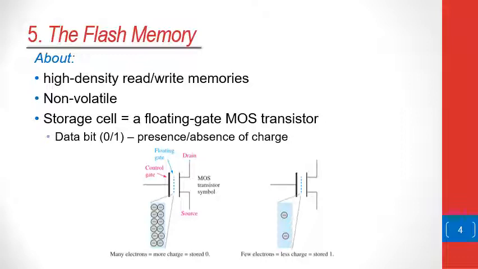Now, a typical example of a MOS transistor symbol is as shown here. So the MOS transistor will have a control gate, the drain, the source, and a floating gate. The presence or absence of charge within the floating gate is what determines what has been stored in the flash transistor. So in this case, if there is charge in the floating gate, there will be a 0 stored. If there is little or depleted or absence of charge in the floating gate, there would be a 1 stored.